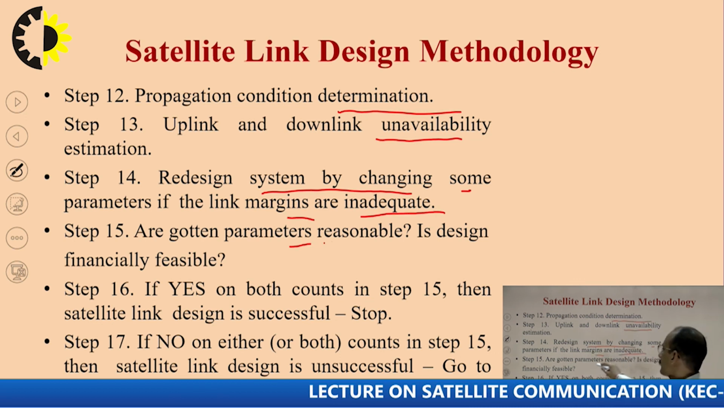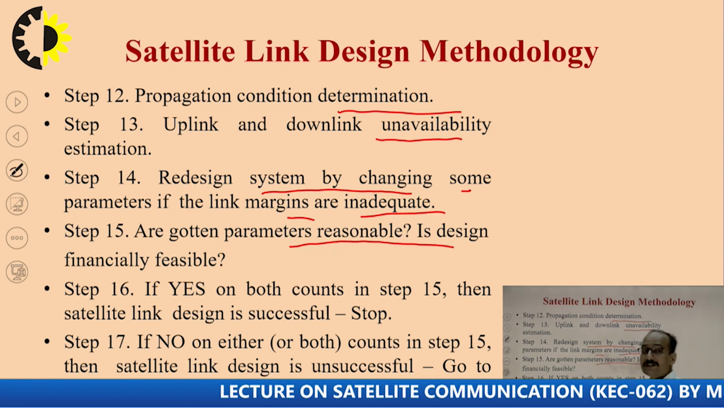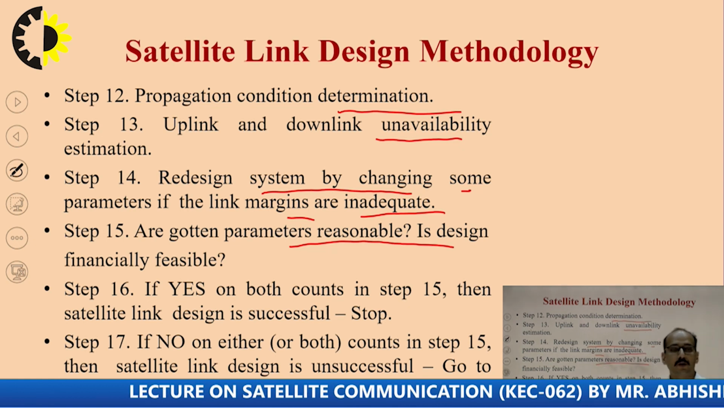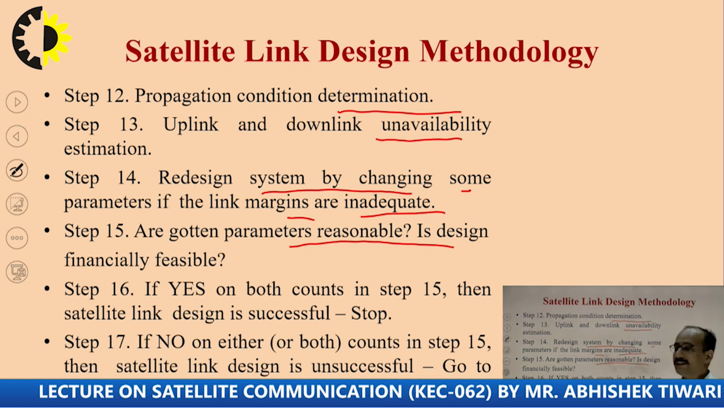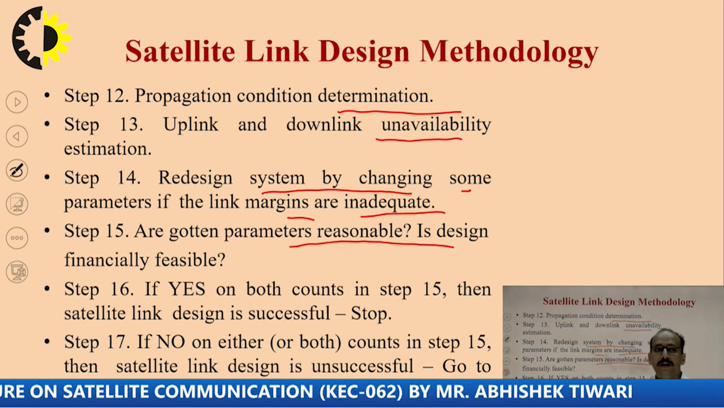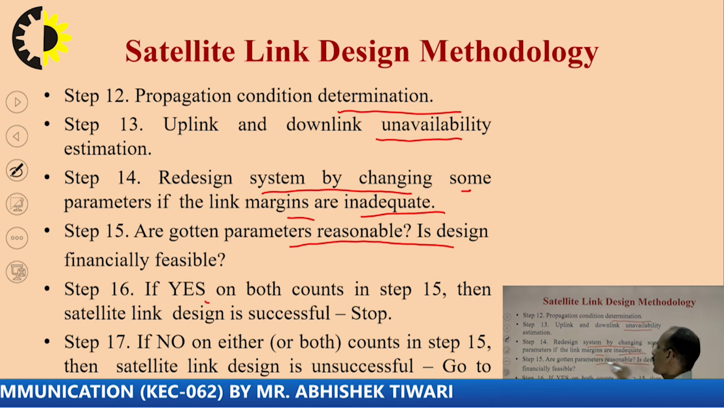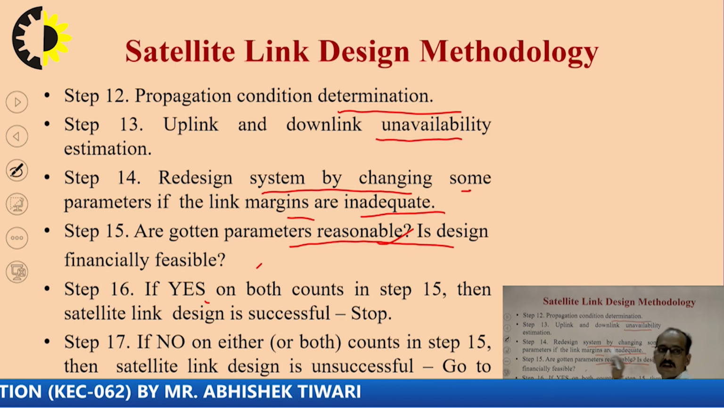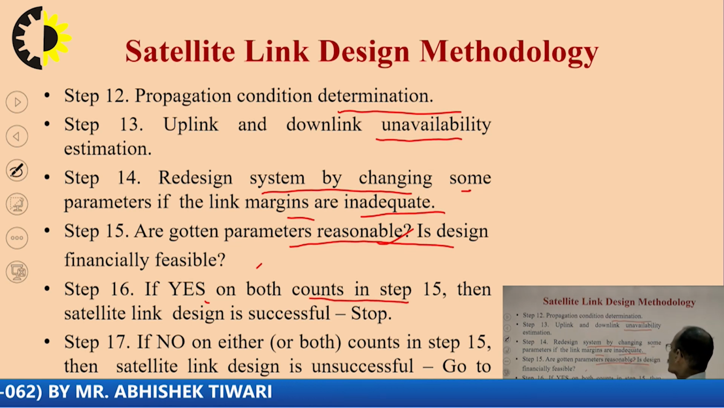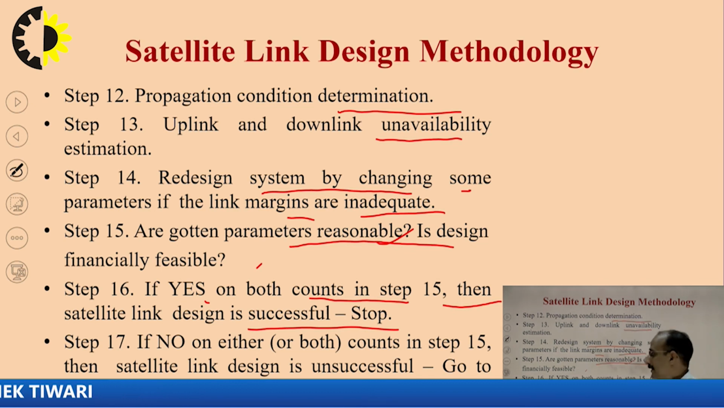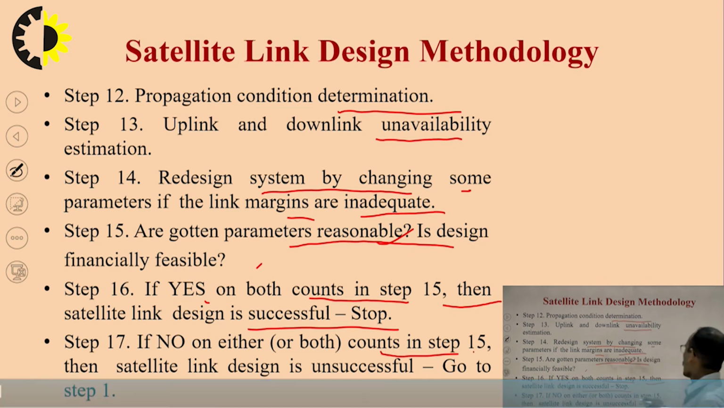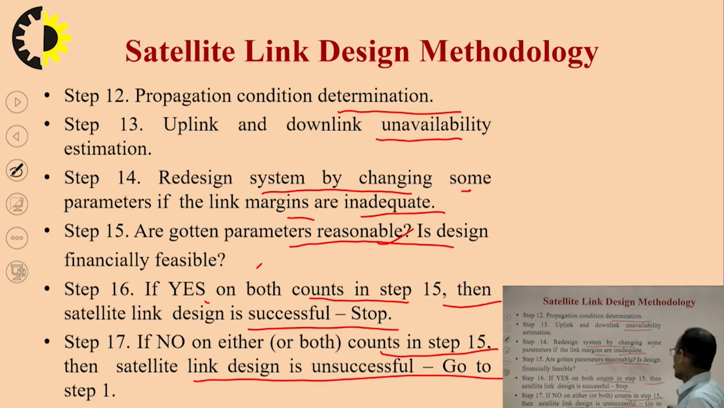Similarly, are the obtained parameters reasonable? Is the design financially feasible? That is the most important part, because cost always matters. If these parameters are not reasonable, it means you have to redesign this. If yes, means all parameters are reasonable and the design is financially feasible, then it is a yes on both counts of the step, and the satellite link design is successful, completed. But if it is not, then go back to step 12 and start from step 1, because the satellite link design procedure just stops here.